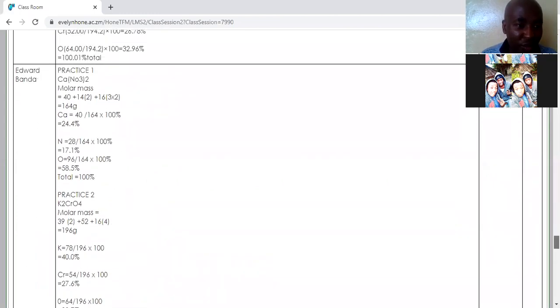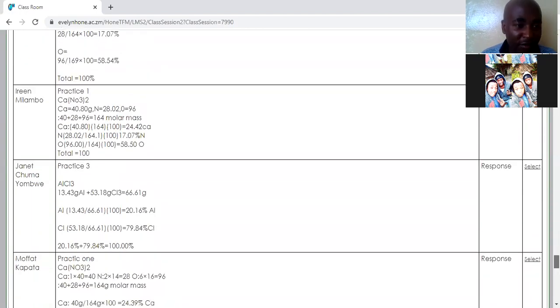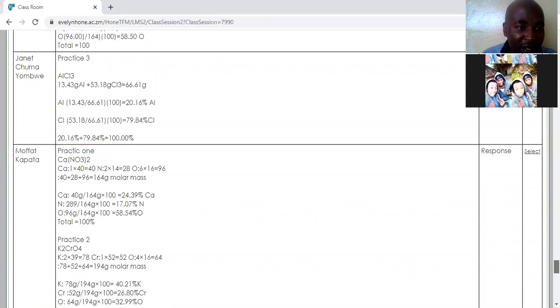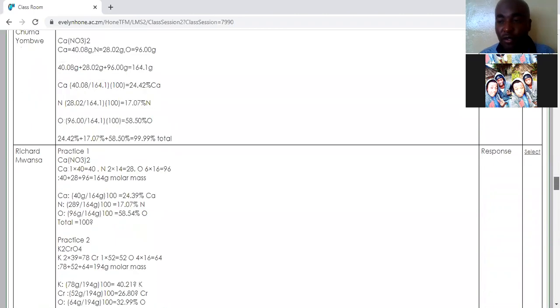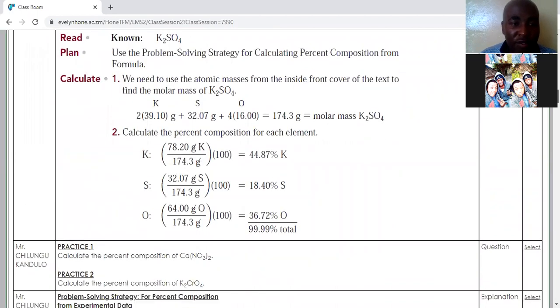Edward, good work, except the oxygen. It's supposed to be a capital O. Otherwise, all of you, Irene, you compare the notes. The first two that I put there were very accurate. So those are the scenarios. So this one was potassium sulfate, and that's the expectation.